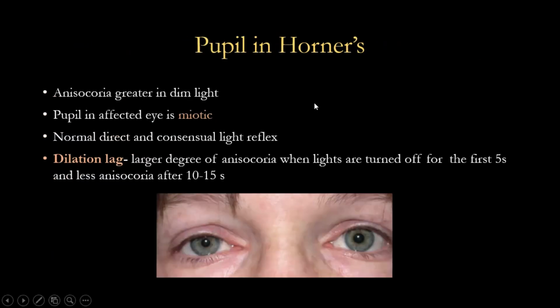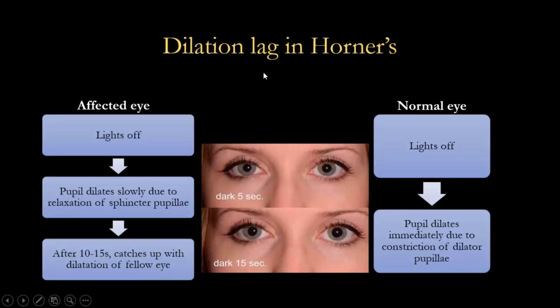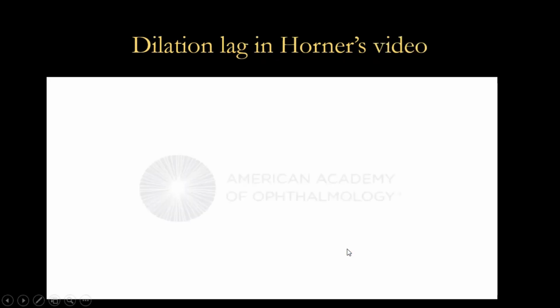So we'll see a few tests in Horner syndrome. As I discussed before, if dilation lag is present, it means it is Horner syndrome. So what is dilation lag? We can see in this picture, when the lights are off in the normal eye, the pupil dilates immediately. Whereas in the affected eye, after the lights are switched off, the pupil dilates slowly due to relaxation of the sphincter muscle. And after 15 seconds, it catches up with the dilation of the fellow eye. So we can skip the video.